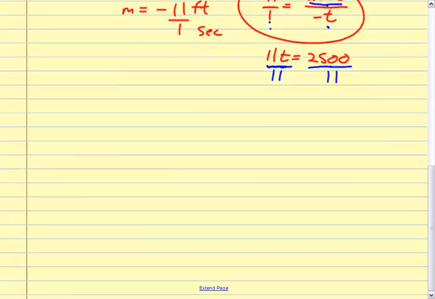And I'll use my calculator because they asked about how long it will take us to hit the ground. It's not going to go into it evenly. I'm going to get that t is equal to 2500 divided by 11 is equal to 227.27 repeating seconds. Okay? That's almost 4 minutes from when I jumped out of the airplane to when I landed on the ground. Almost 4. It's about 13 seconds short. So 3 minutes, 47 seconds.